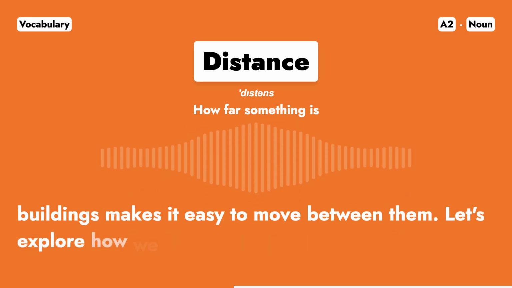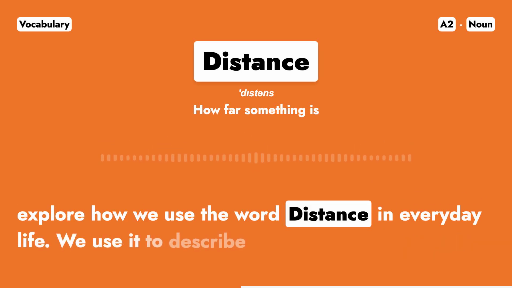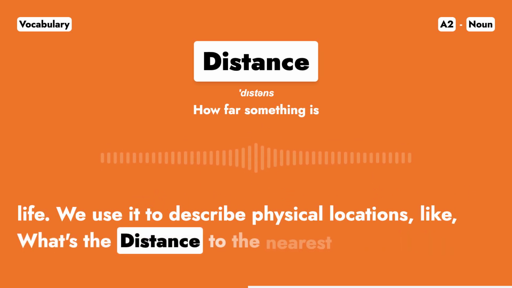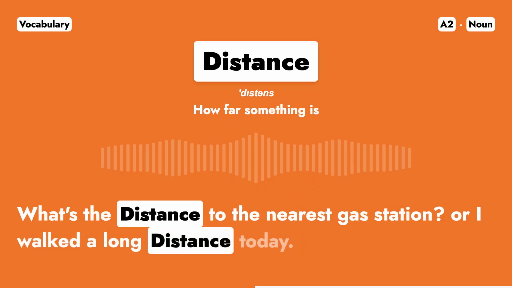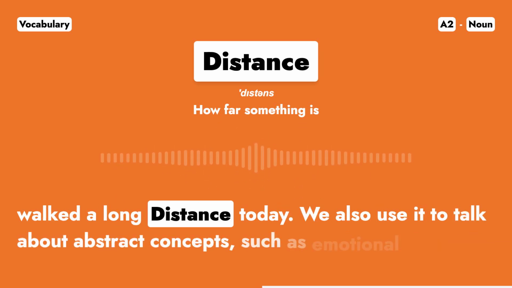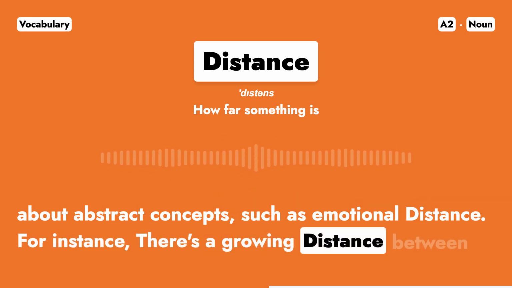Let's explore how we use the word distance in everyday life. We use it to describe physical locations, like, what's the distance to the nearest gas station? Or, I walked a long distance today. We also use it to talk about abstract concepts such as emotional distance. For instance, there's a growing distance between them.